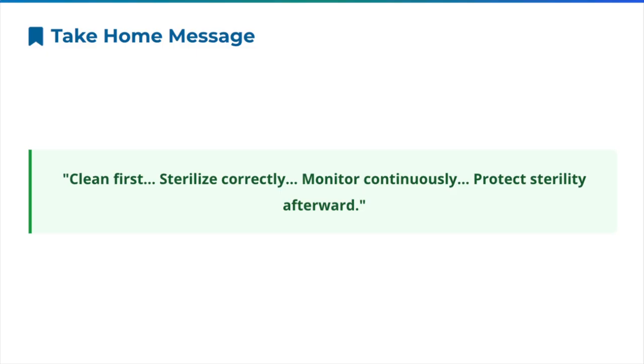Our take-home message is clear: clean first, sterilize correctly, monitor continuously, and protect sterility afterward. Sterilization is a rigorous process outcome, not just a machine setting.